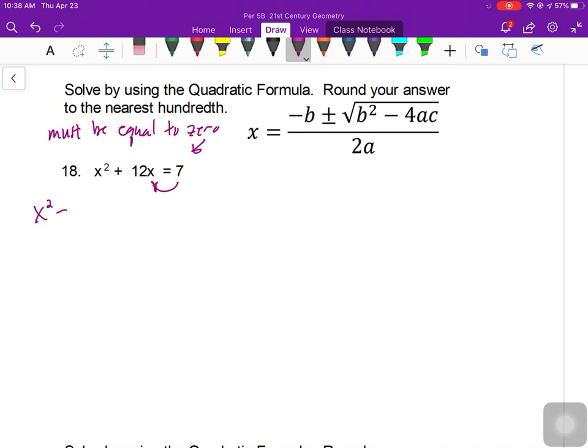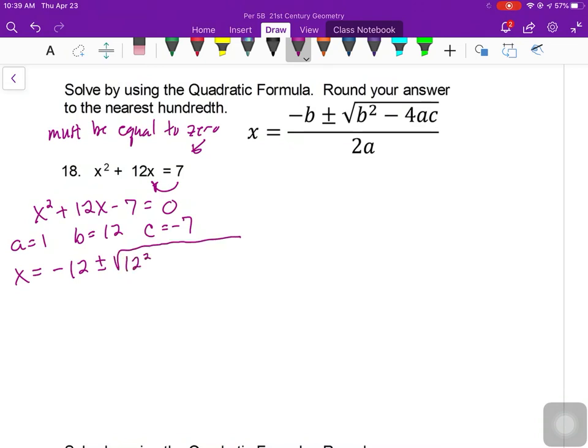So we're going to have to move that over. That will give us x squared plus 12x minus 7 equals 0. Now we pick out the A and the B and the C. And then we put it into our formula: negative b plus or minus the square root of b squared minus 4 times A times C, all divided by 2 times the A. Working out what's beneath the square root sign, that's called the radicand, the part that's under there, we end up with 172.